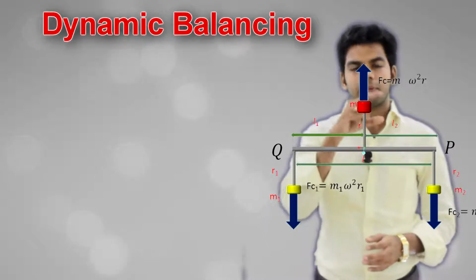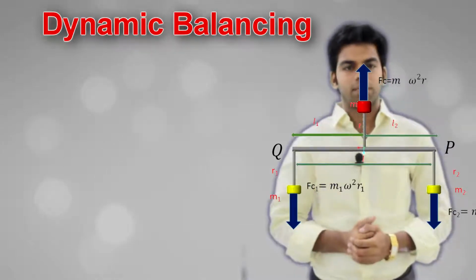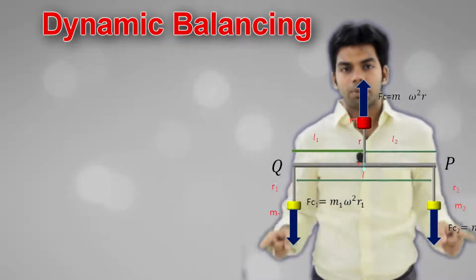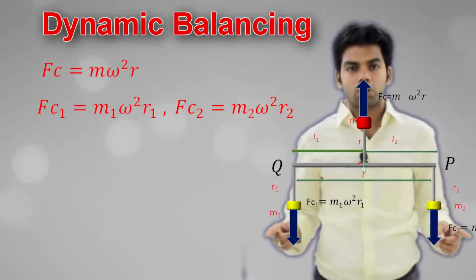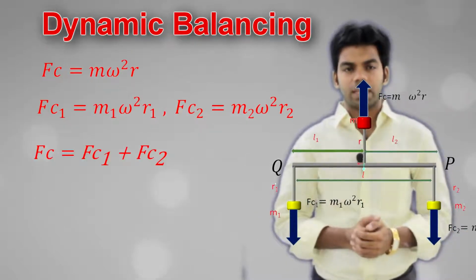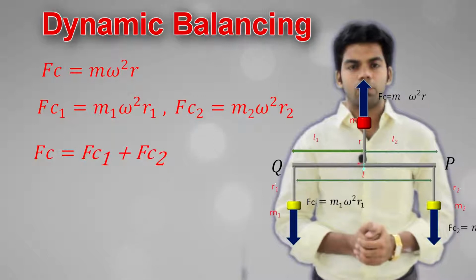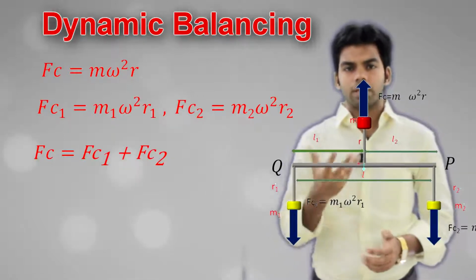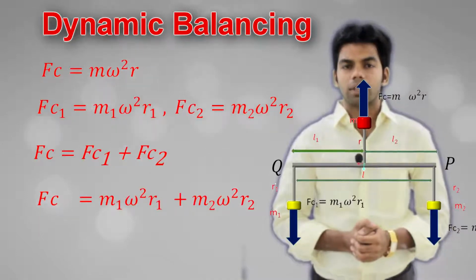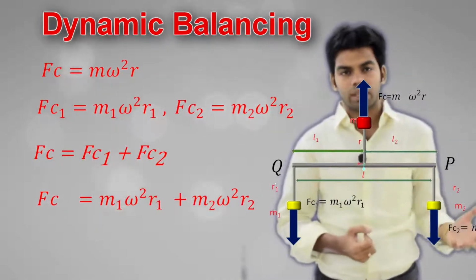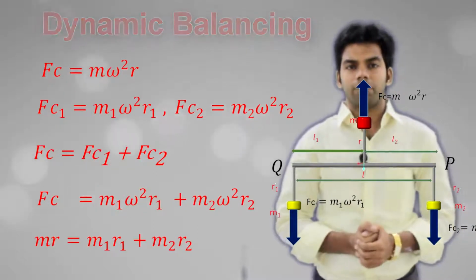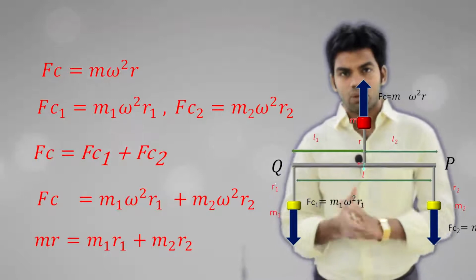Because of this unbalanced mass, obviously a force Fc will be produced. Now for statically balancing this, the forces Fc1 and Fc2, because of the masses m1 and m2, should be equal to Fc. That means for static balancing, Fc should be equal to Fc1 plus Fc2. Or you can say m r omega square should be equal to m1 r1 omega square plus m2 r2 omega square. Omega is the same because they are rotating on the same shaft. Or you can say m r will be equal to m1 r1 plus m2 r2. So this is the condition for static balance.